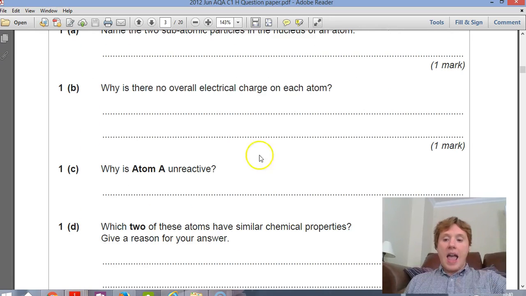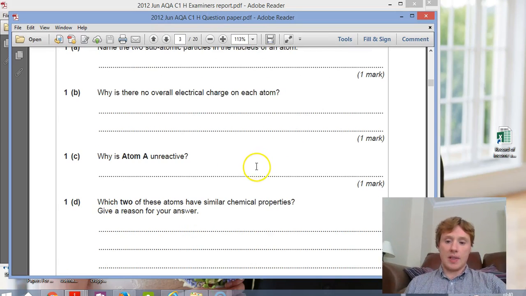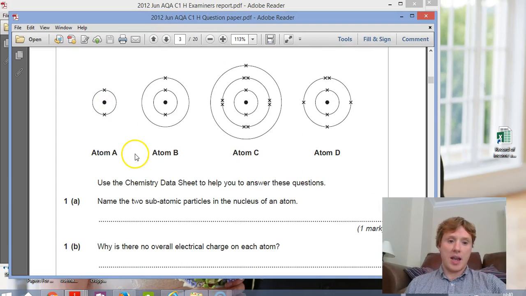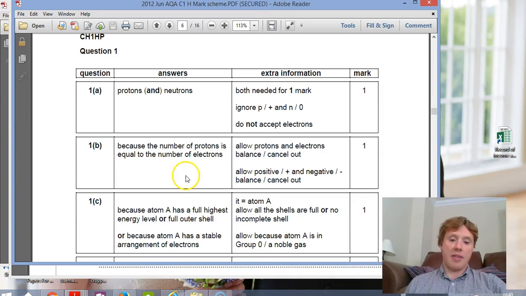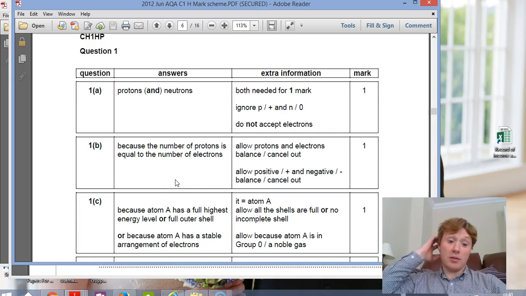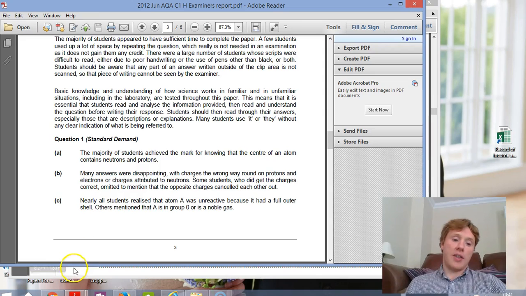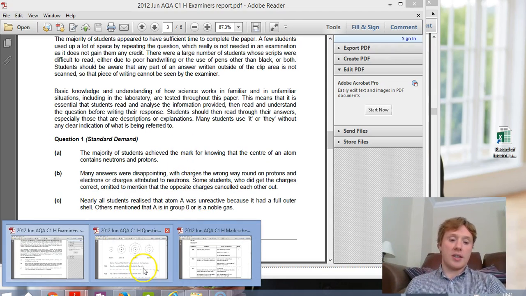Why is atom A unreactive? Let's have a quick look at atom A again. There you go. Off you go. Right, why is atom A unreactive? Atom A is in the noble gases, and the noble gases have a full outer shell, or highest energy level, or a stable arrangement. Anything with a full outer shell doesn't react, because that's what atoms want to have. They want a full outer shell to be stable, and so if it already has a full outer shell, it's already stable and won't react. Nearly all students got that right. Sorted.